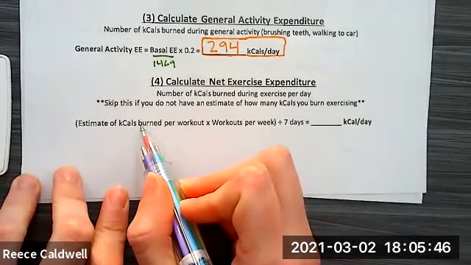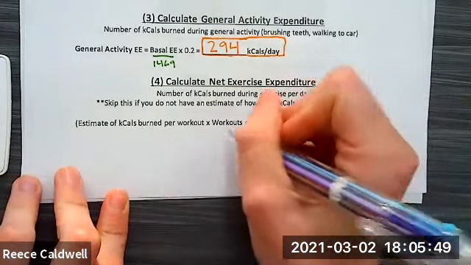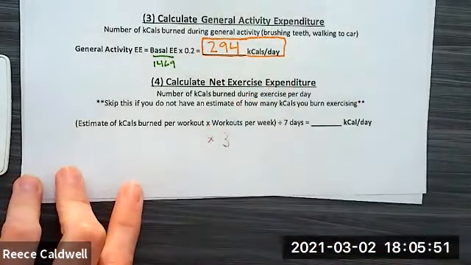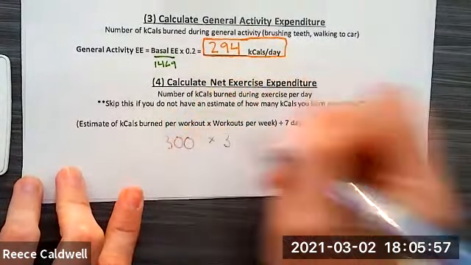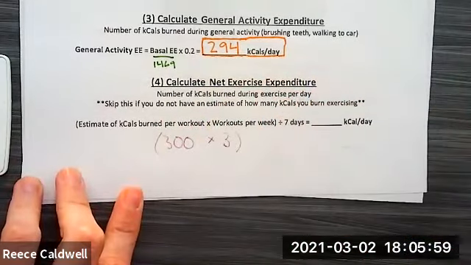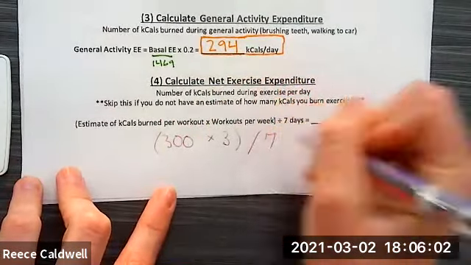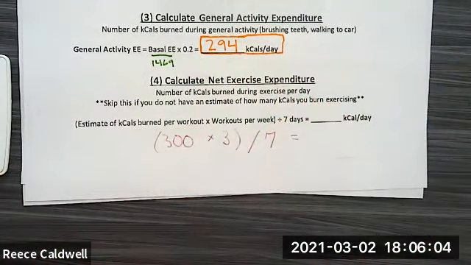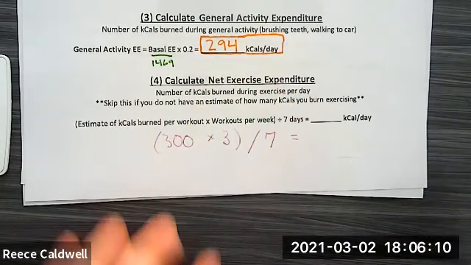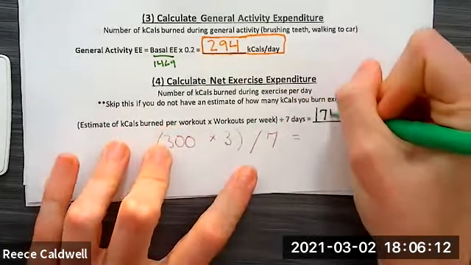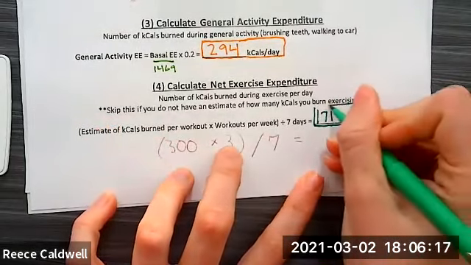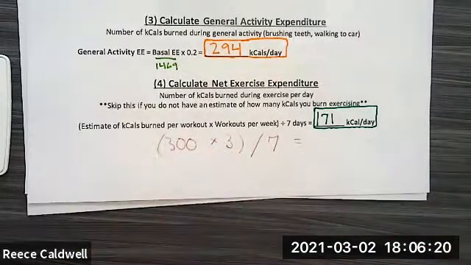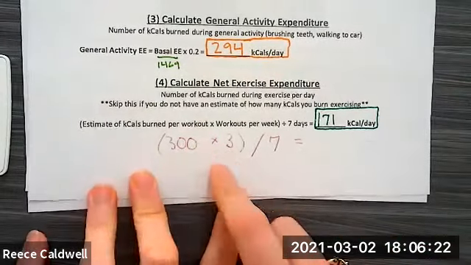So Kai works out 3 times a week. So there's our 3 times. And she expends about 300 kcals per workout. So she expends 300 kcals per workout. She works out 3 times a week. And we're going to divide that by 7 days to get the daily kcal burn. And once we calculate that, we are going to end up with a rounded 171 kcals.